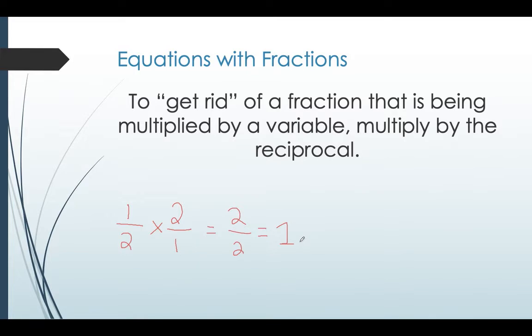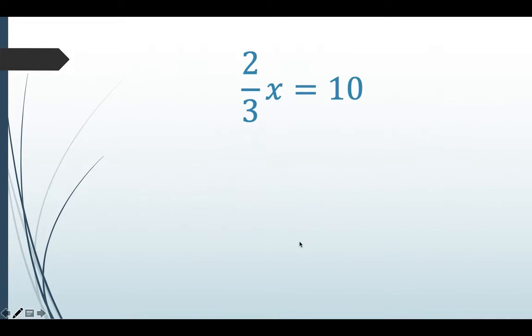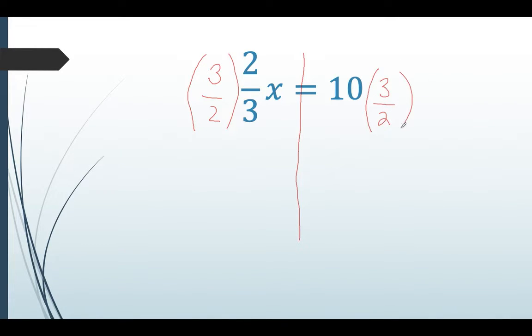Let's look at an equation where this is happening. This equation says 2/3 times x equals 10. We're going to do what we have been doing, which is draw our fence. I need to get rid of this fraction being multiplied by the variable x. To do that, I'm going to multiply both sides by the reciprocal of 2/3. The reciprocal of 2/3 is 3 over 2. Remember, whatever we do to one side of an equation, we do to the other side.